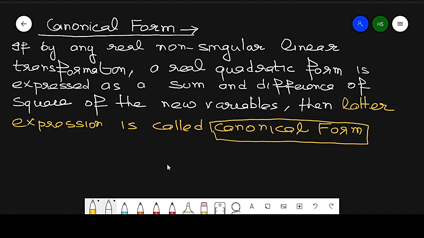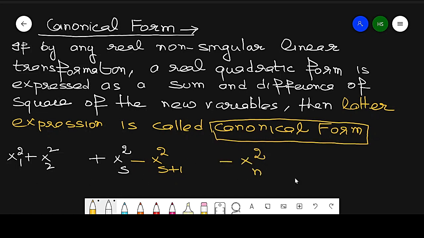So this can be written as, for example, x1 square, x2 square, these are the positive terms, plus xs square, and negative terms minus x(s+1) square, and so on, minus xn square. So this is a canonical form. This is a sum and difference of the squares of the new variables.